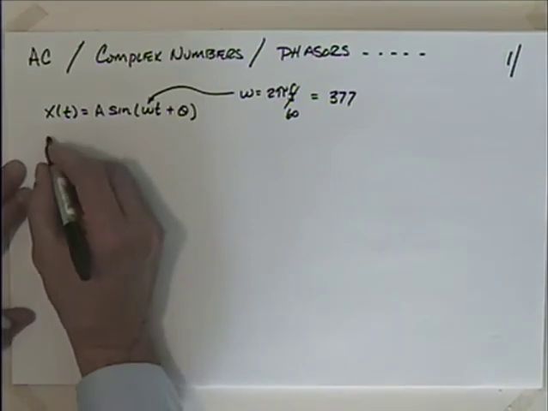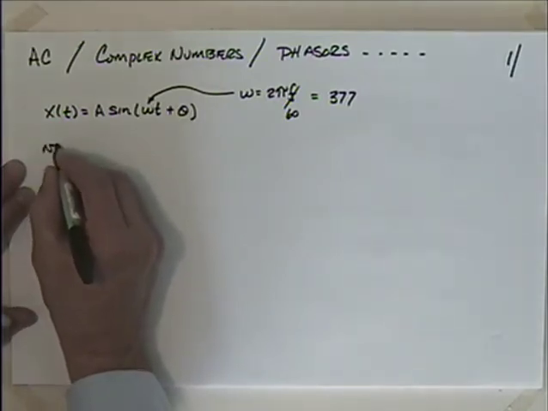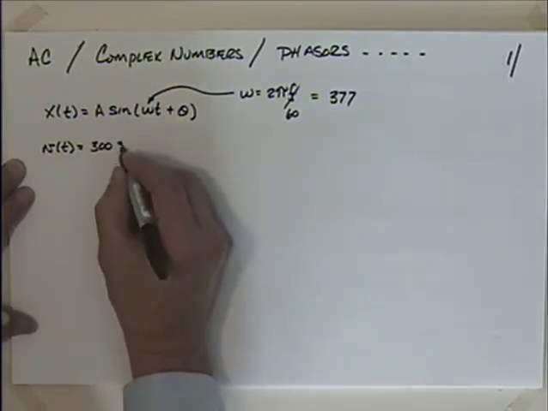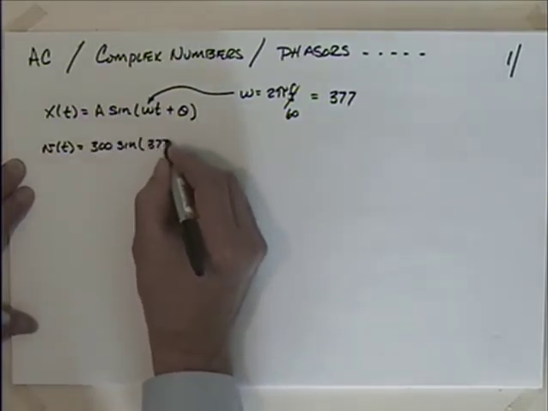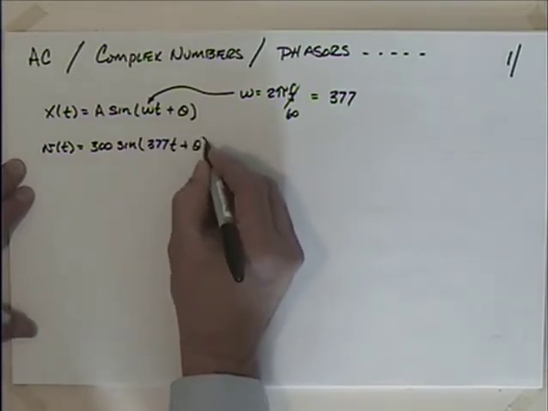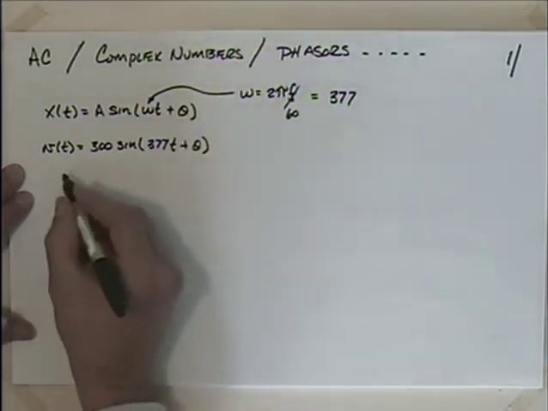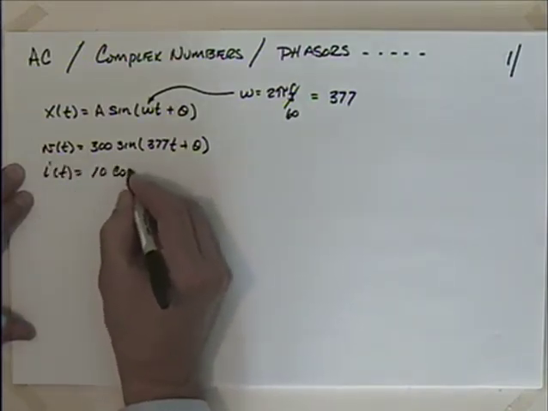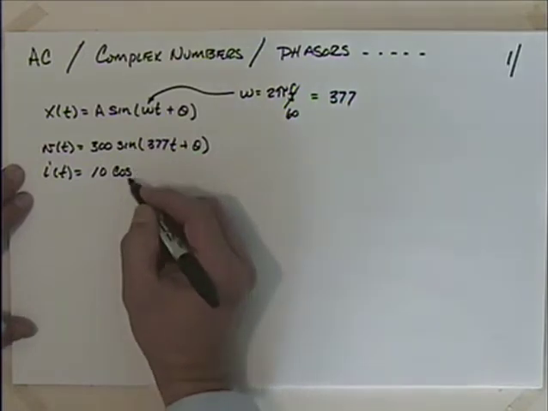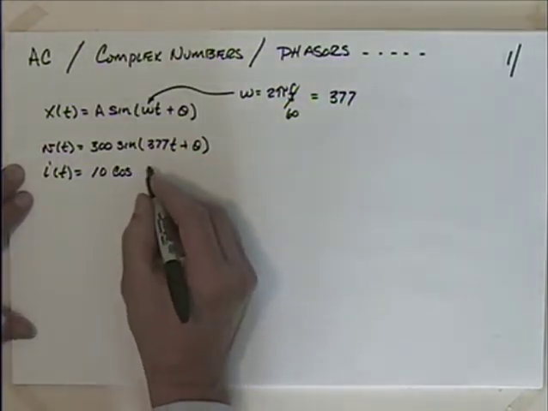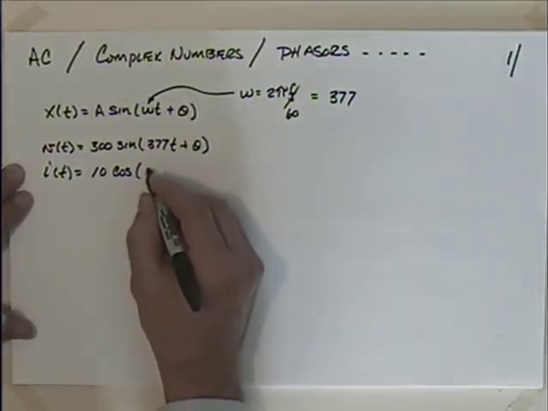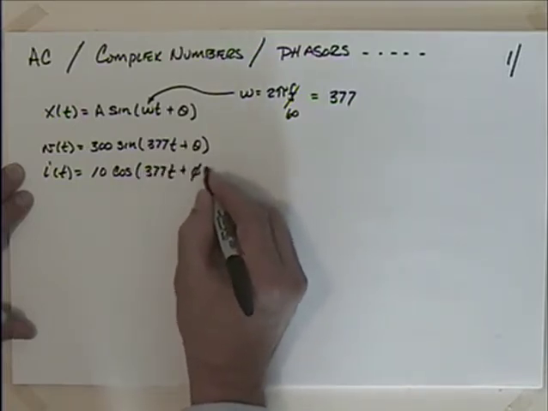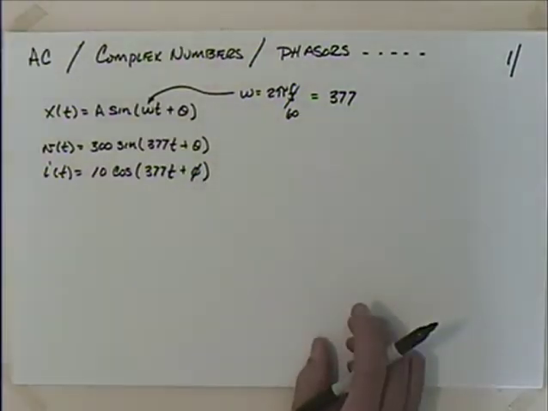So we could, if we wanted to, express maybe a voltage as some amplitude, say 300 times the sine of 377t plus the phase shift, and that would be an angle in there. Or we could have current as some amplitude, maybe 10 times the cosine. And remember, we talked about the only difference between the sine and the cosine was a phase shift. We'll shift those back or forth 90. And we might have it at the same frequency, 377t plus, usually we use the phase shift phi for that, whatever that angle might be.